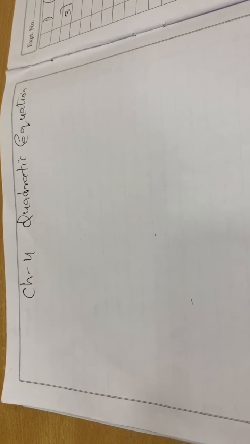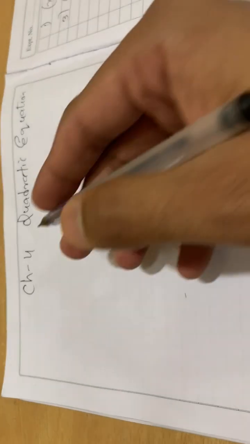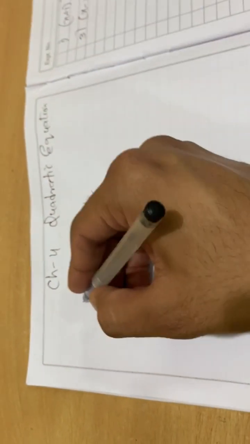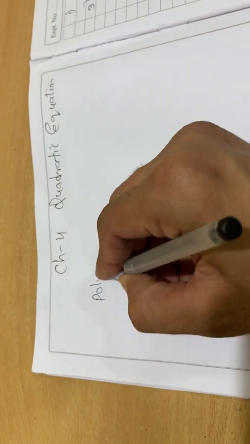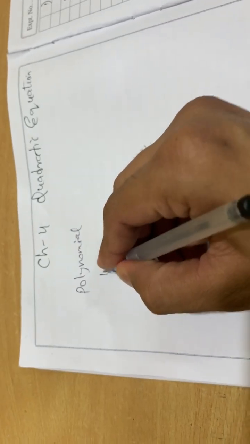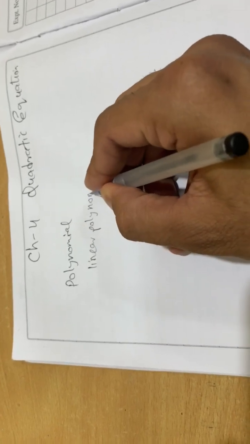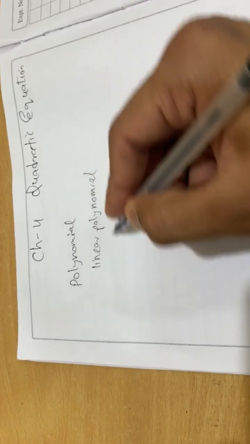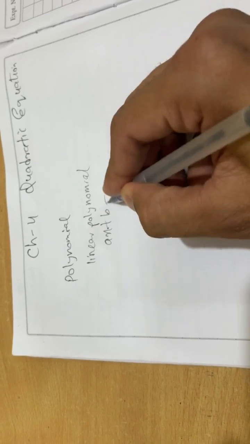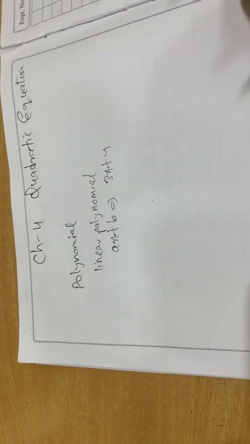Already we have learned in the polynomials chapter about the word quadratic. So let us recall all the things. First of all, in polynomials, we understand the polynomial types. First was the linear polynomial, which is of the form ax plus b. Example is 3x plus 4. This is a linear polynomial.